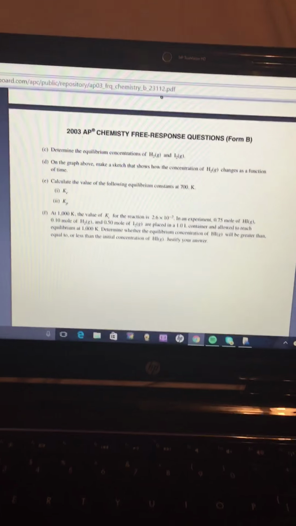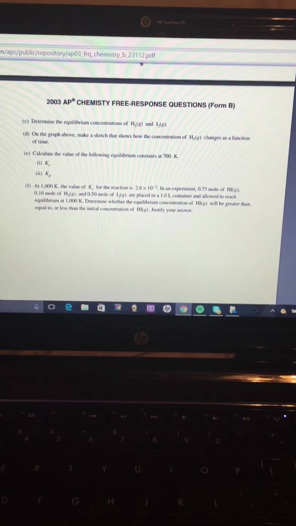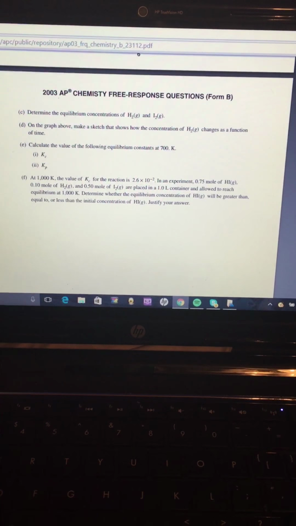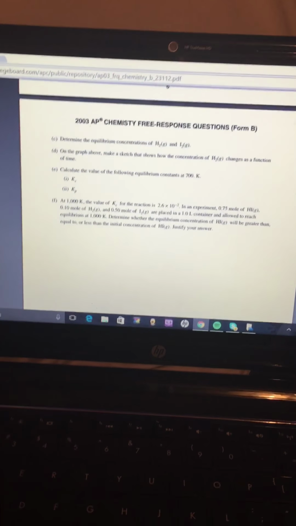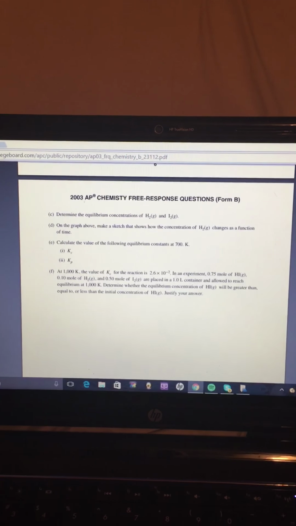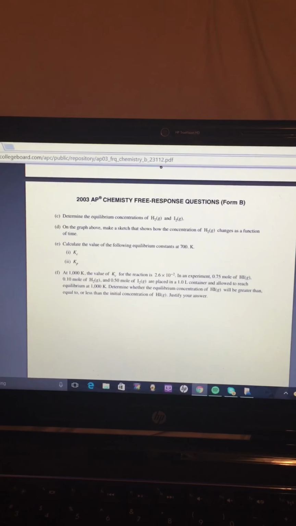F, it says at 1000 Kelvin, the value of Kc for the reaction is 2.6 times 10 to the negative 2. In an experiment, 0.75 mole of HI, 0.10 mole of H2, and 0.50 mole of I2 are placed in a 1 liter container and allowed to reach equilibrium at 1000 Kelvin. Determine whether the equilibrium concentration of HI would be greater than, equal to, or less than the initial concentration of HI. Justify your answer. So this is where we deal with Q.